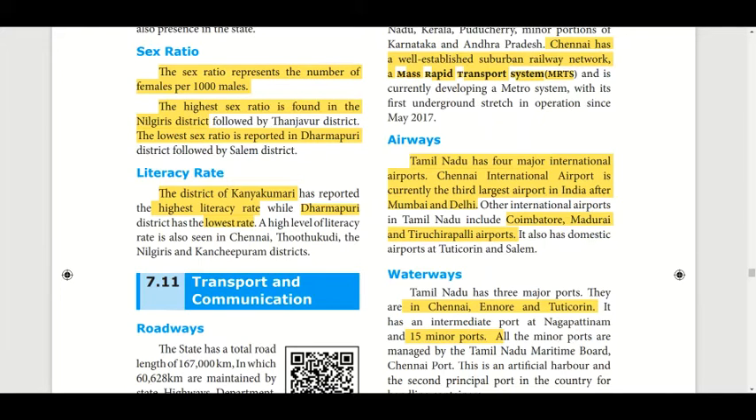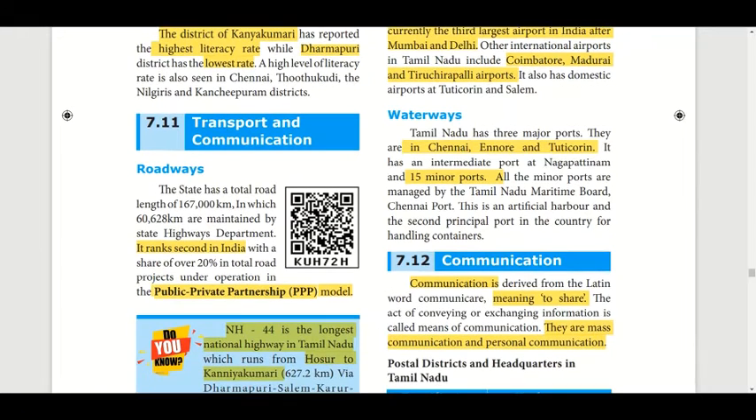Next, transport and communication. These two are very, very important as far as the economy is concerned. Suppose we are saying coins have two sides, like that, transport and communication are very, very essential for our country's development. First, if you see roadways, the state has a total road length of 167 kilometers, and it ranks second in India.